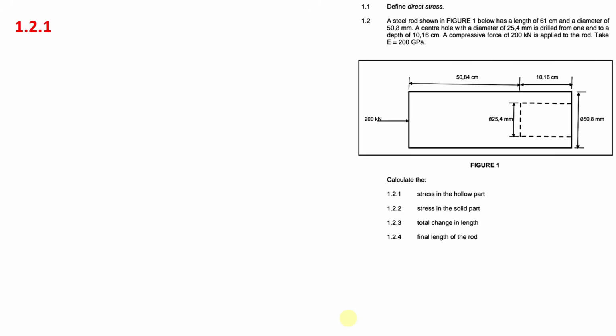So for question 1.2.1, we need to find the stress in the hollow part. Now the hollow part is here, as you can see. And so for us to be able to find the stress in the hollow part, we need to find the cross-section area of the hollow part. And to find the cross-section area of a hollow cylinder, it's simply pi by 4 multiplied by the outer diameter squared minus the inner diameter squared. You know this equation. And so this is how we will find the cross-section area of this hollow part.